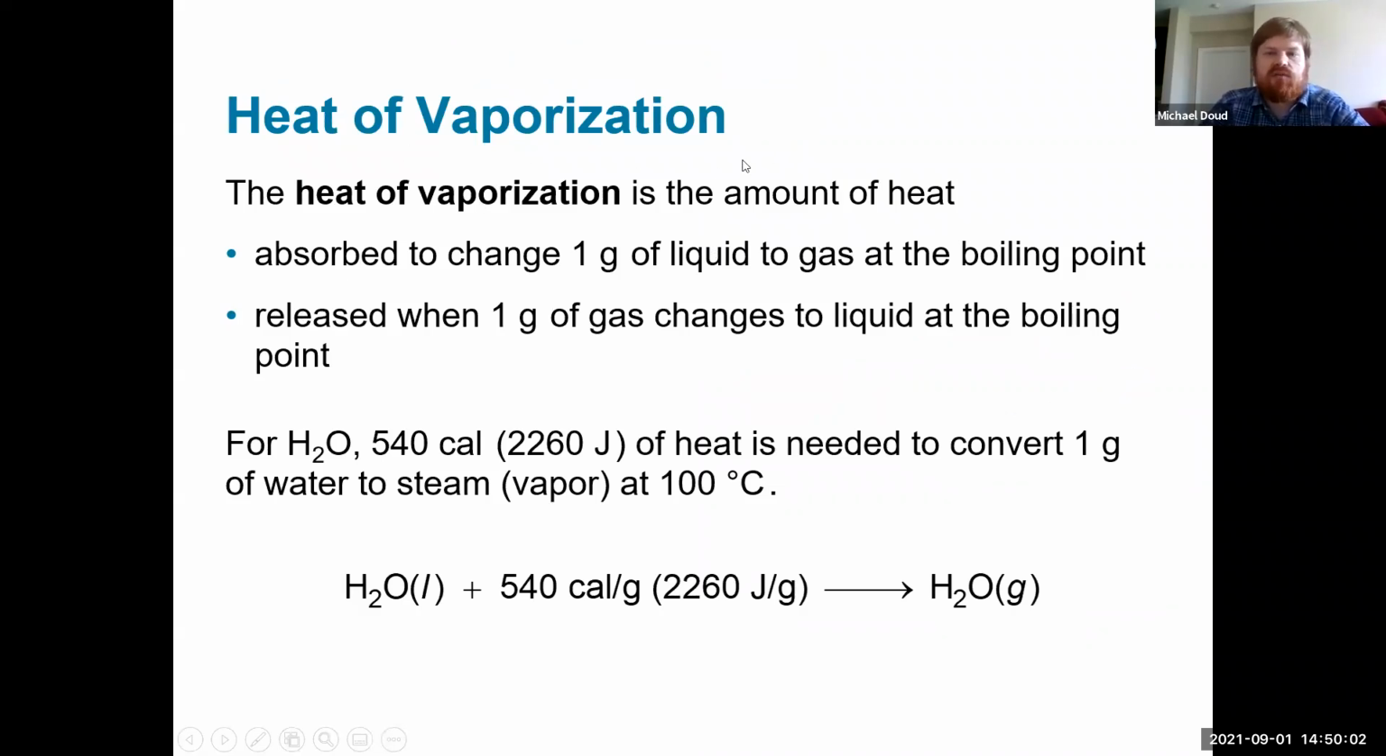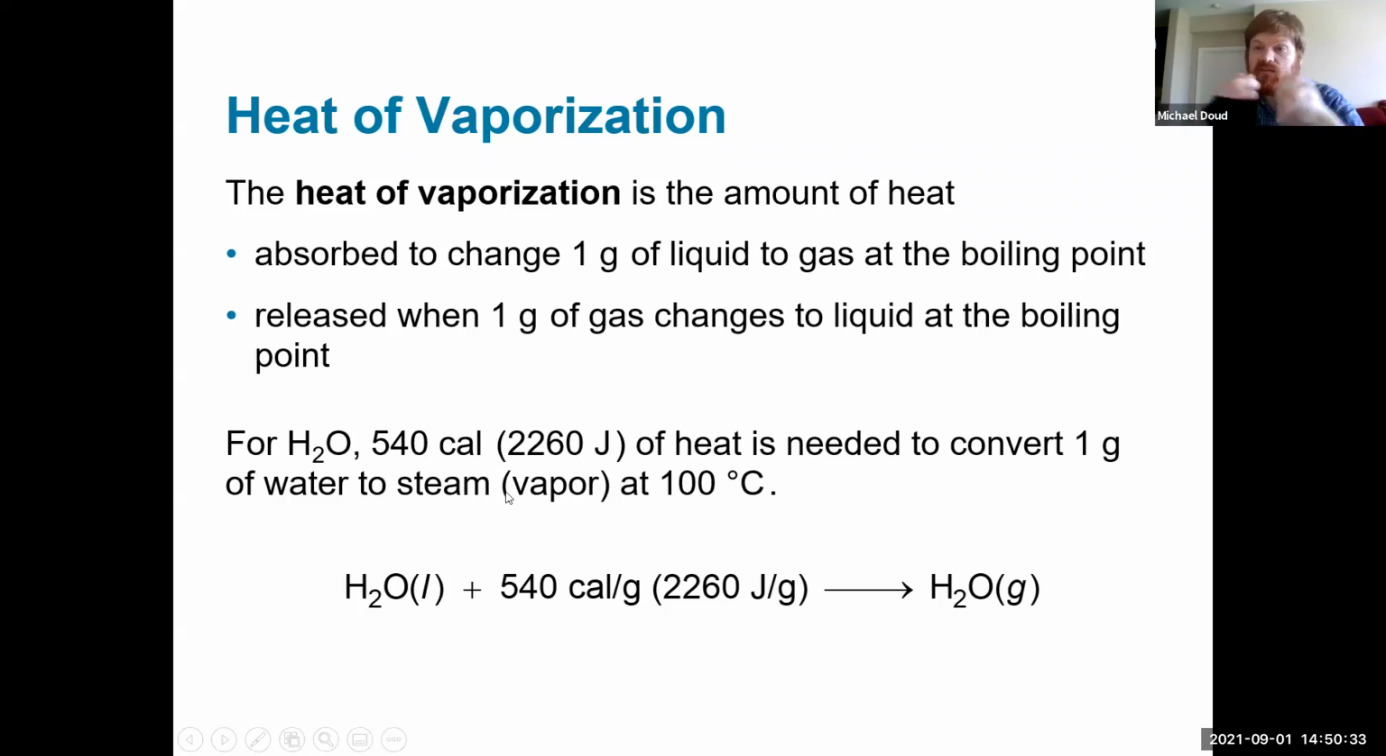The heat of vaporization, very similar to the heat of fusion, only it's now for the transition from liquid to gas or gas to liquid. The heat of vaporization is the amount of heat absorbed to change 1 gram of a liquid to a gas at the boiling point. It's also the amount of energy that's released when 1 gram of gas changes to a liquid at the boiling point. For water, it takes 540 calories or 2,260 joules of heat to convert 1 gram of water to 1 gram of steam. If that seems like a lot, it is.